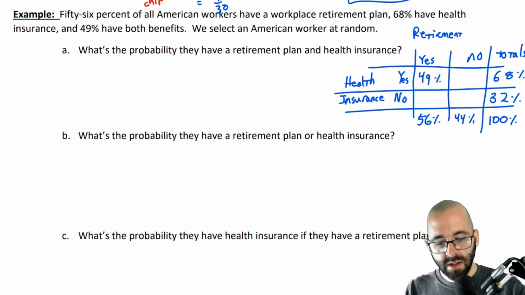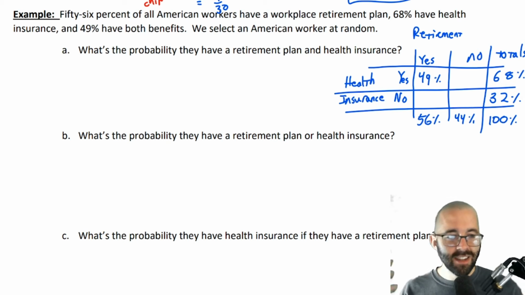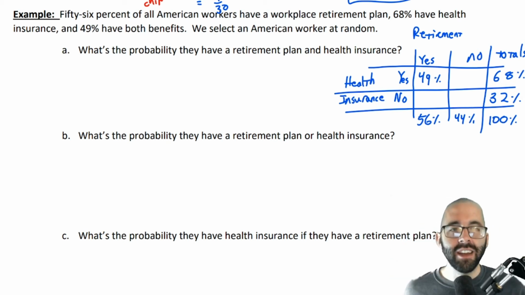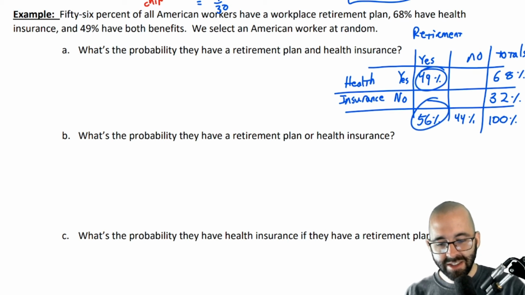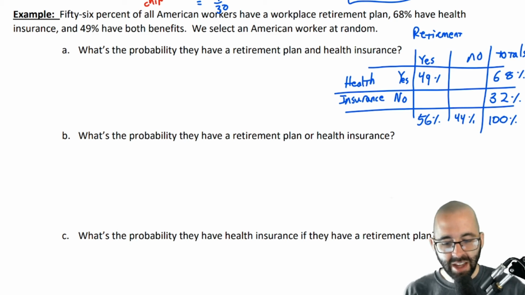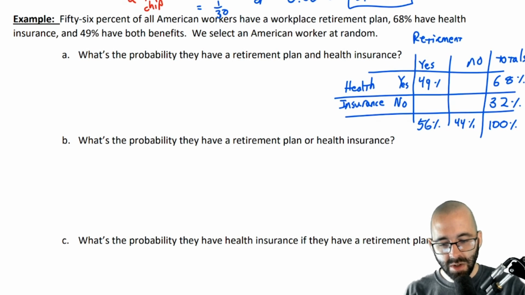49% is right here. Now this is kind of like one of those puzzles that I used to do as a kid, where it's kind of like getting to the end of Sudoku, I guess. If this is 49 and this is 56, what does the other slot have to be? They have to add up to each other. So this has to be 7%. And then if this is 49 and that's 68, it's going to have to be 19%.